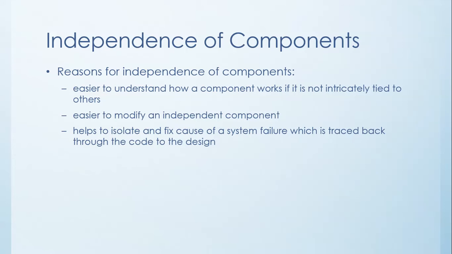That's because it makes it easier to understand how a component works if it's not really tied closely to another one. Because the more two things are tied together, the more you have to understand both in order to comprehend what each one is about. It's also much easier to modify something that's working independently. If something is highly dependent on something else, then a modification of one necessitates that you go and change the other thing. The last reason you want to do this is because it helps to isolate and fix the causes of system failure, which can be traced back from code back to the design.